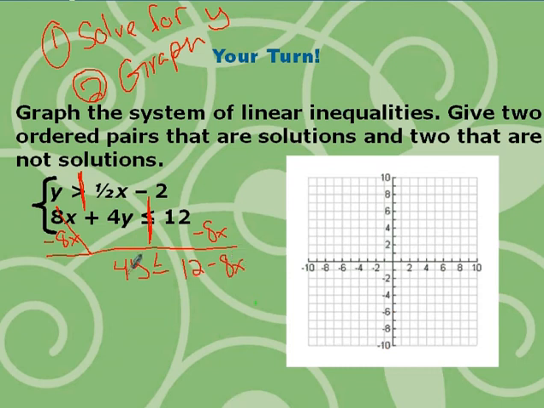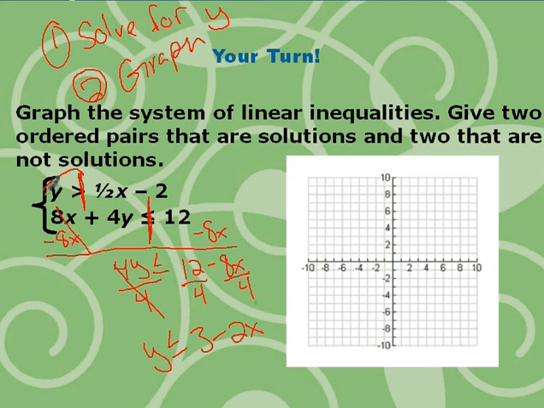Now we want to split apart the 4 and the y, so they're being multiplied now. We divide. So divide everything by 4. And then we get y is less than or equal to 12 divided by 4 is 3. And negative 8 divided by 4 is negative 2, and we've still got the x, so negative 2x. Okay. Now let's go ahead and graph.